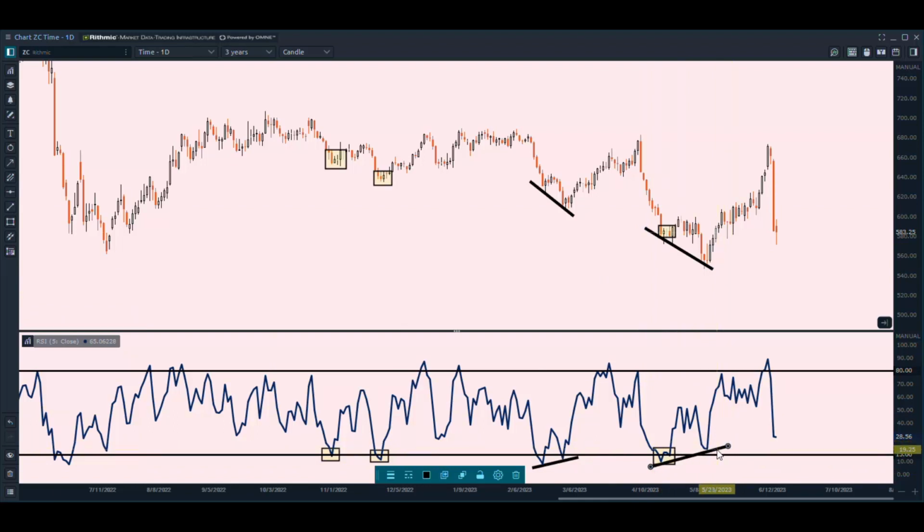So divergence, overbought, oversold areas are extremely important for using the RSI. Positive divergence is when you have lower closes on price and higher closes on the RSI. Negative divergence is when you have higher closes on the price, lower closes on the RSI, and that's where divergence essentially comes from. And then, as I mentioned, you can always use these overbought, oversold levels.